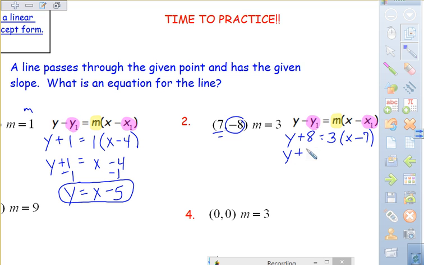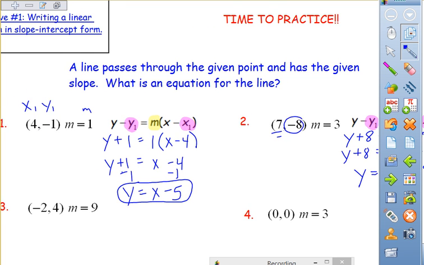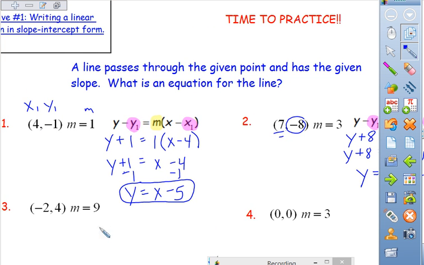Distribute the 3. And subtract 8. In these last two questions, I'm going to have you put them in point-slope form and stop. Do not go all the way to slope-intercept form.